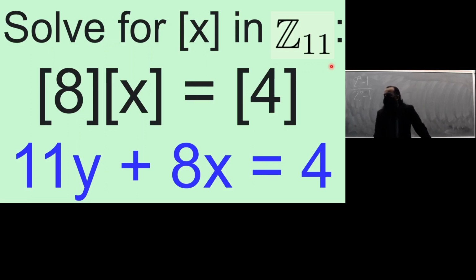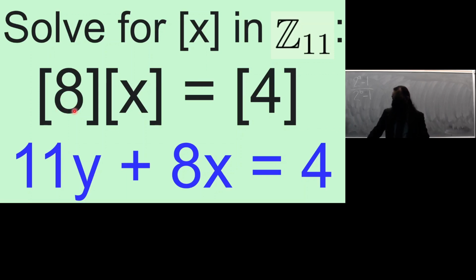Okay, so we have a Diophantine equation right here. 11 times an integer plus 8 times an integer equals 4. That's what we're trying to solve here, right? We're trying to basically multiply 8 and everything else in the congruence class of 8 by some integer, such that when you multiply 8 and x together, you get 4, and then what you get when you subtract these will be divisible by 11, so it will be some multiple of 11.